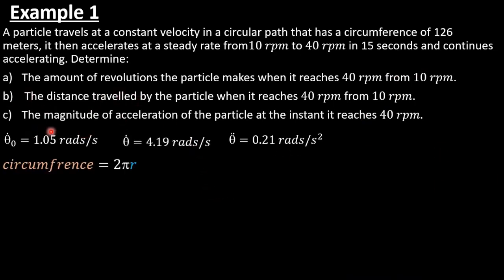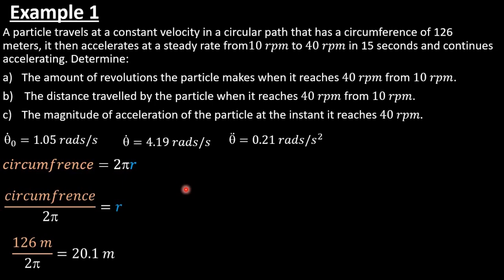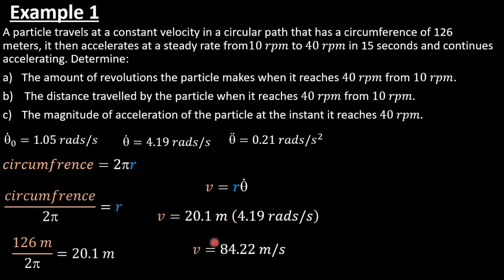Now I'm trying to find the magnitude of acceleration of the particle at the instant it reaches 40 rpm. The circumference equals 2 times pi times r. We know the circumference, and we know 2 pi, and we're trying to find r, so rearrange for r, put our numbers in, and we get r as 20.1 meters. Now I use v equals r times theta dot: v is 20.1 meters times 4.19 radians per second, so v equals 84.22 meters per second. That is our velocity.